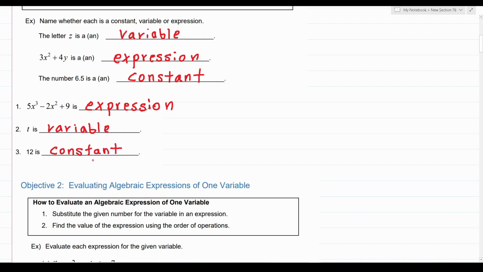All right, so that's it for Objective 1. Admittedly, Objective 1 is pretty straightforward. But that said, let's go ahead and move on to Objective 2 here.